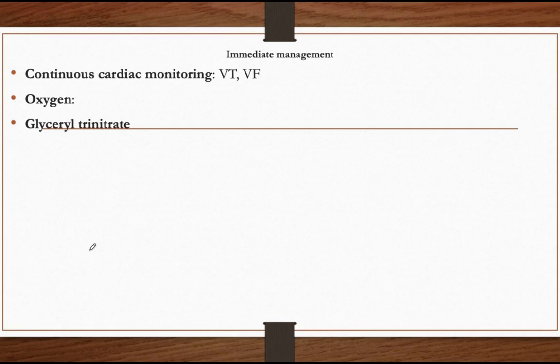We can give glycerol trinitrate sublingually to reduce the pulmonary congestion and also provide symptomatic relief of the chest pains. Why must we give glycerol trinitrate? Because it is important. And another important thing is we have to avoid the usage of glycerol trinitrate if the systolic blood pressure is below 90 millimeters of mercury.